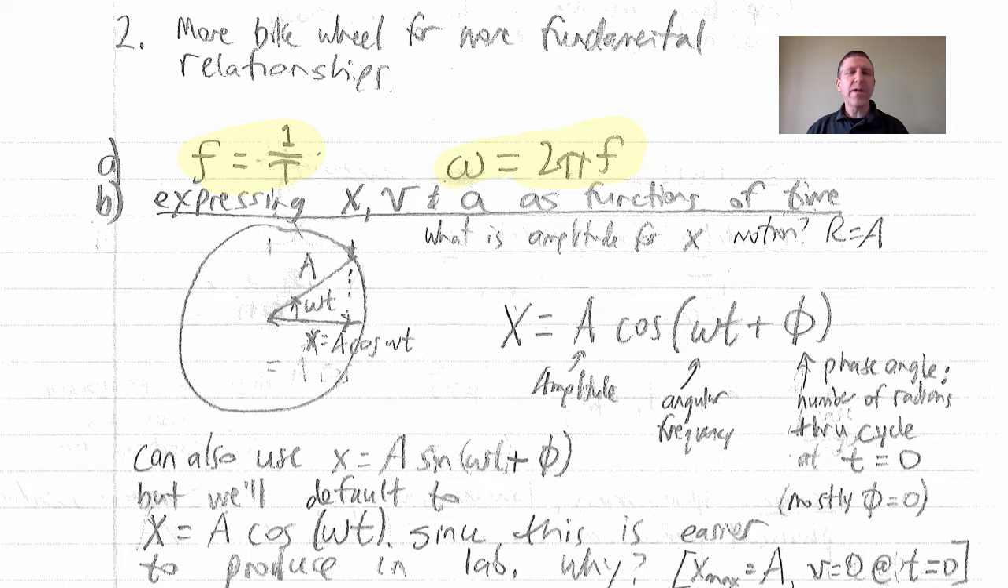In other words, if something goes around 5 times per second, or it goes through a cycle 5 times every second, what would its angular frequency be? Think about that for a second. If its frequency is 5 cycles per second, its angular frequency would be 10 pi radians per second.